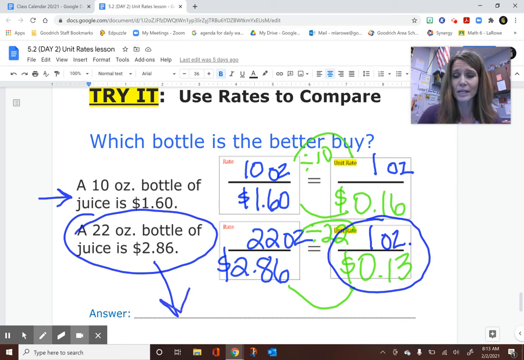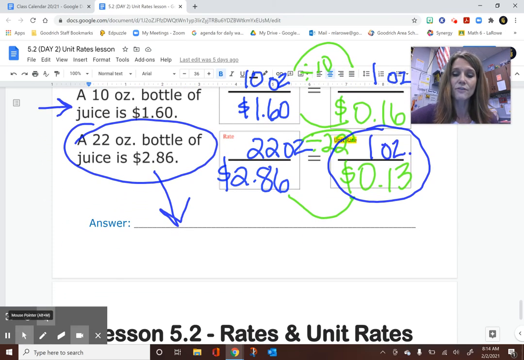So the 22-ounce bottle is 3 cents for every ounce cheaper. So as long as I was going to drink it all, and I had enough money to afford the bigger bottle, that would be the cheaper option for me. I'll get more for my money.